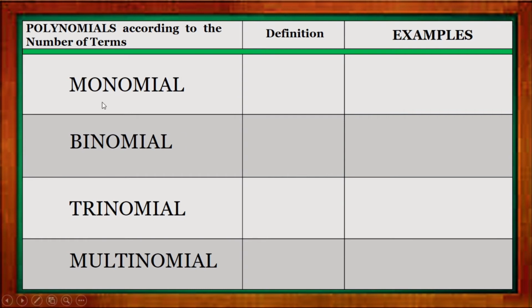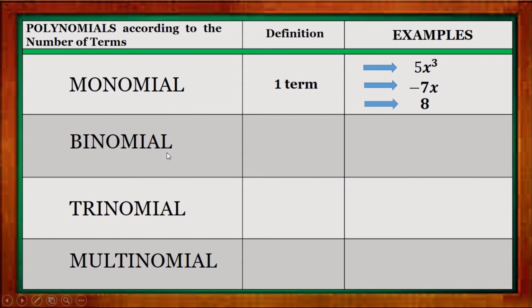So, from the name itself, monomial, mono means one. So it means that monomial has only one term. So some examples of monomial are, we have 5x cubed, negative 7x, and we also have 8. So these are some examples of monomial term. Another one, we have binomial.